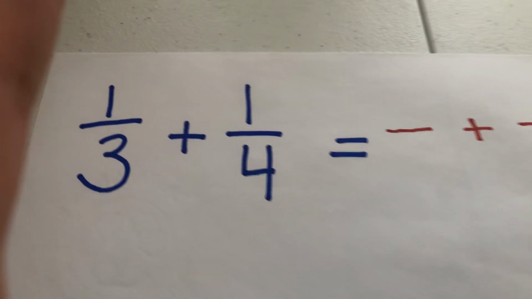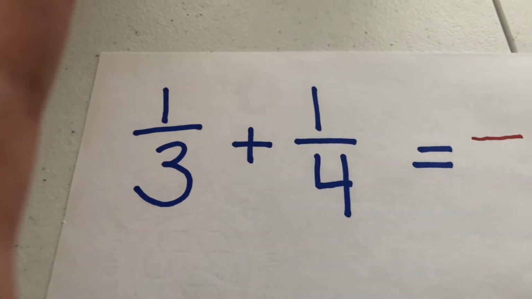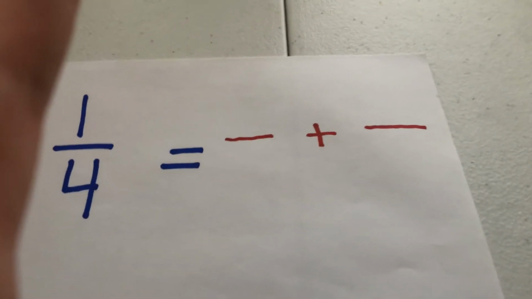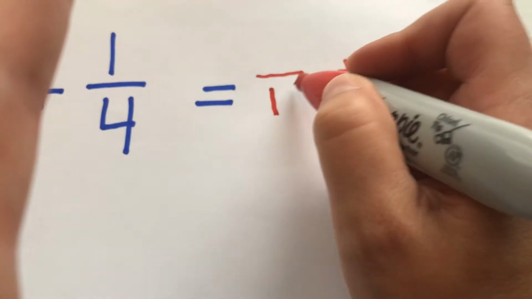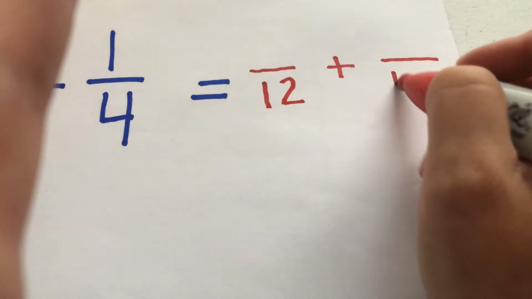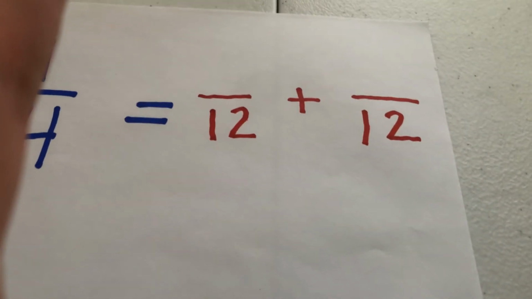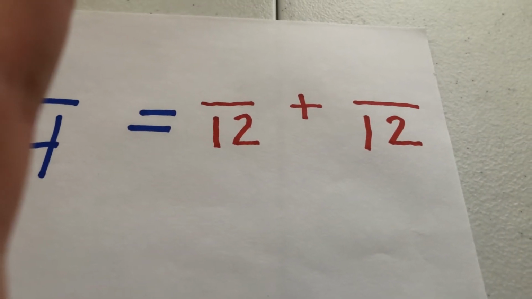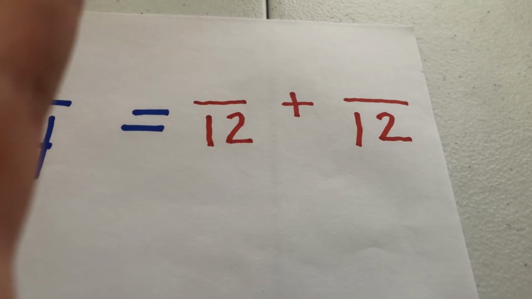So our new denominator is going to be 3 times 4, okay? So we're going to put that over here. We're going to put the new denominator in. 3 times 4 is 12. So that is our new denominator. Check that out. Now, we have to make them equivalent fractions.